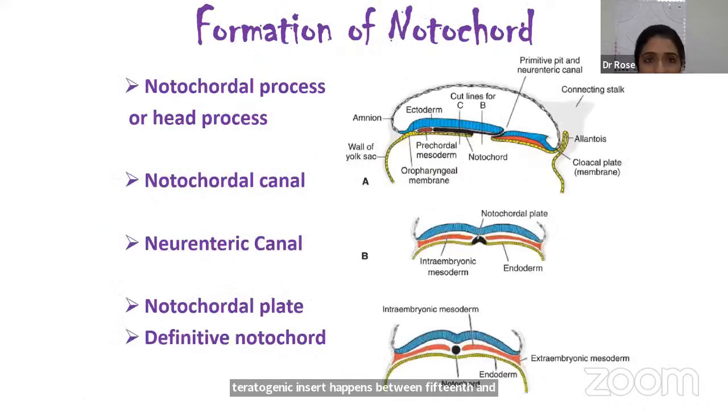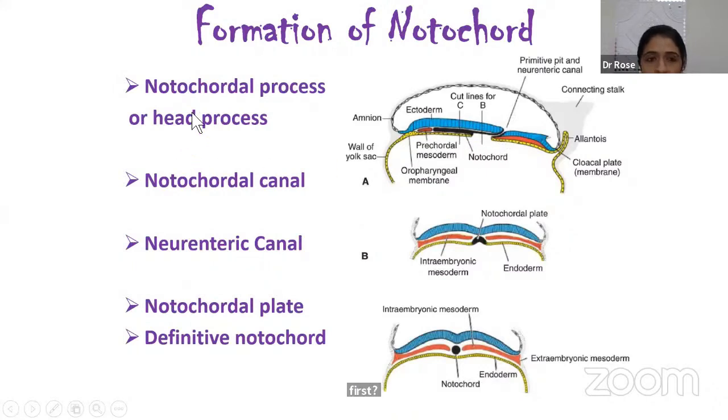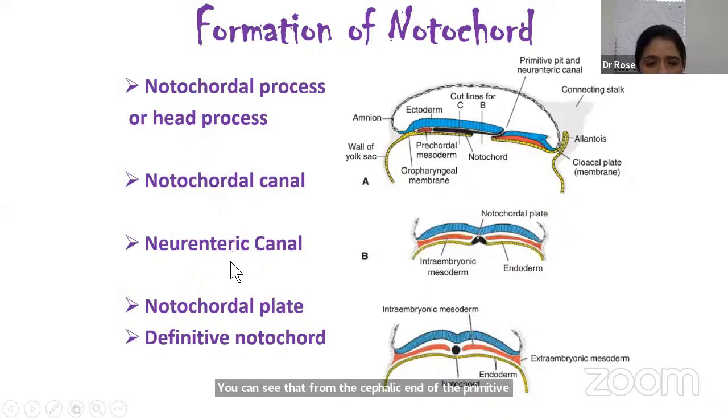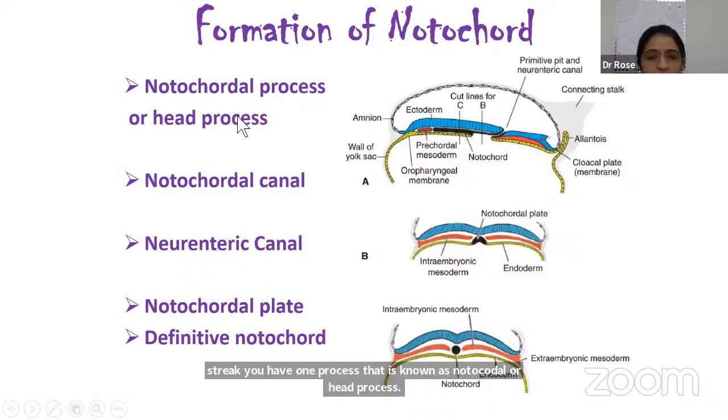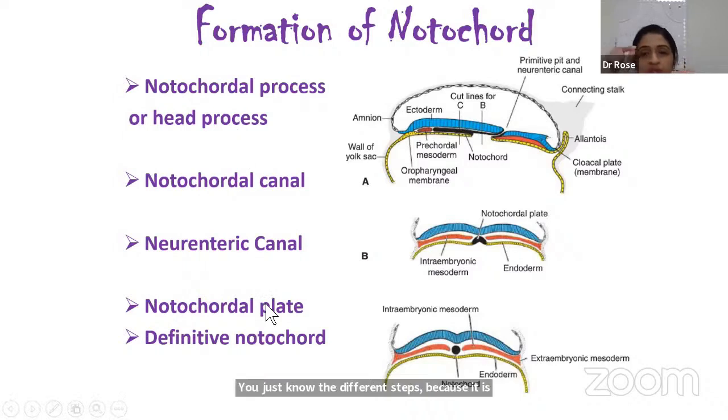Now, what are the steps involved in the formation of the notochord? First, from the cephalic end of the primitive streak, you have one process known as the notochordal or head process. You should know the different steps because it is always asked what the sequence in the formation of the notochord is. First you have the notochordal process or head process. Then you have a canal known as the notochordal canal. Then you have a neuroenteric canal which communicates between the amniotic cavity and the yolk sac.